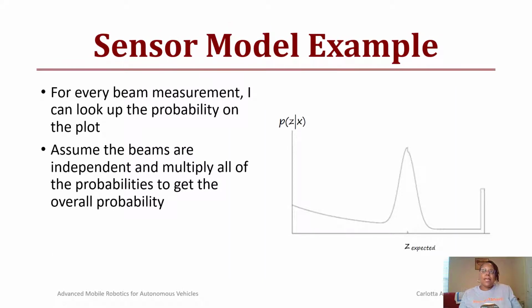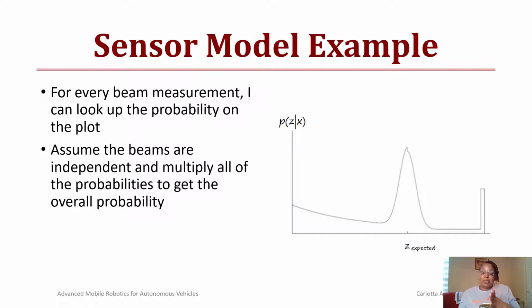So for every beam measurement that I have from my sensor, I look at the probability on my plot given what expected reading I thought I would have. And then I assume that each of those beams is independent, and I multiply all of those probabilities together to get the overall probability, where we see that the shape of that probability, once again, has our exponentially decaying part for all of the multiple objects that could be in the world.